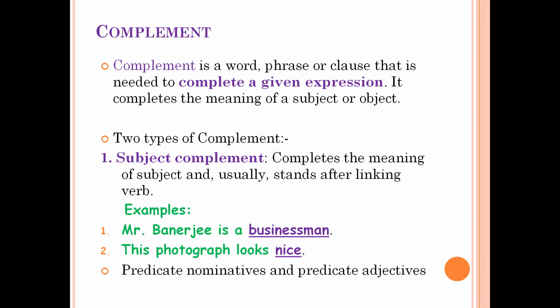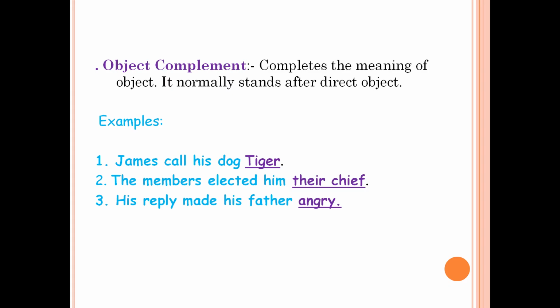It relates to the subject. Subject complements are of two types: predicate nominatives and predicate adjectives. In this example, we have businessman as a predicate nominative. Let's have a look at an example of predicate adjectives. This photograph looks nice. In this sentence, the word nice is the subject complement and it's an example of predicate adjectives. The object complement completes the meaning of the object, as its name suggests.